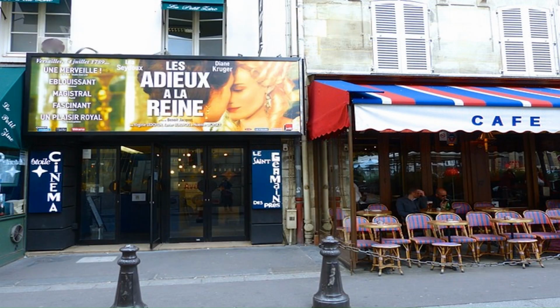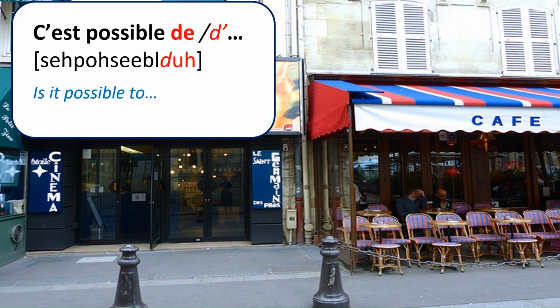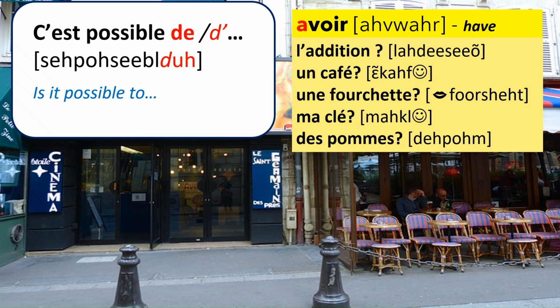Another useful way to request things is this structure. C'est possible de. C'est possible de. Note that there is a little D apostrophe in the case that the word that follows starts with a vowel, as in this. C'est possible d'avoir. Is it possible to have and what you want?